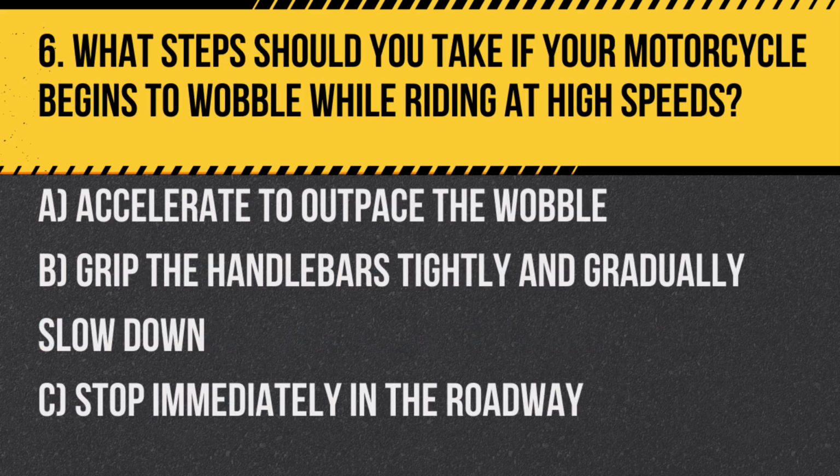Question 6. What steps should you take if your motorcycle begins to wobble while riding at high speeds? A. Accelerate to outpace the wobble. B. Grip the handlebars tightly and gradually slow down. C. Stop immediately in the roadway. Answer. B. Grip the handlebars tightly and gradually slow down. This is the safest way to regain control and prevent a crash.